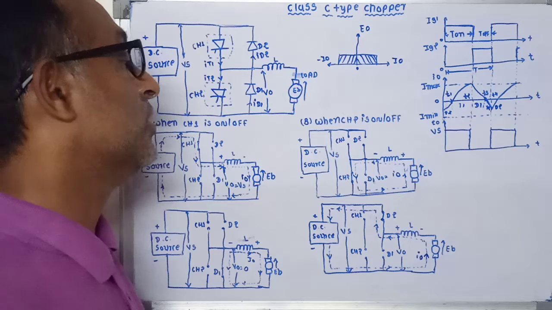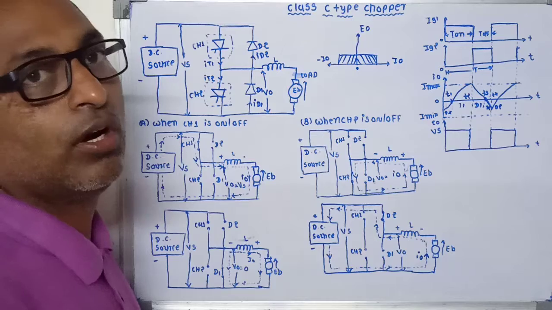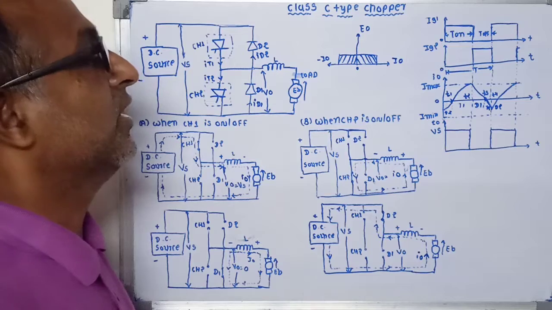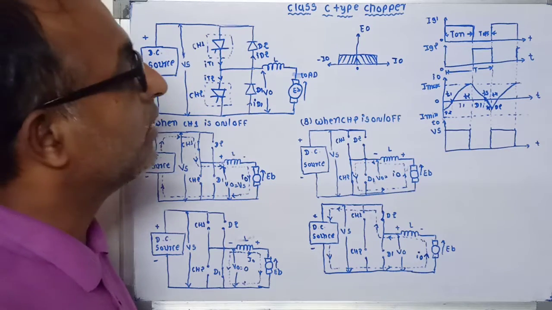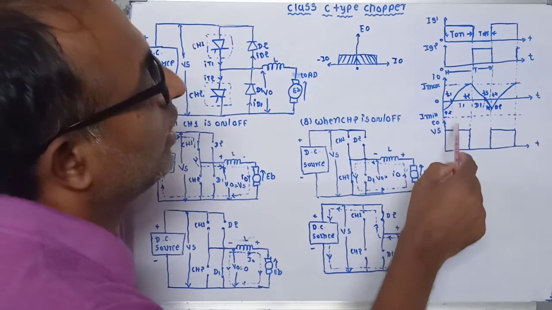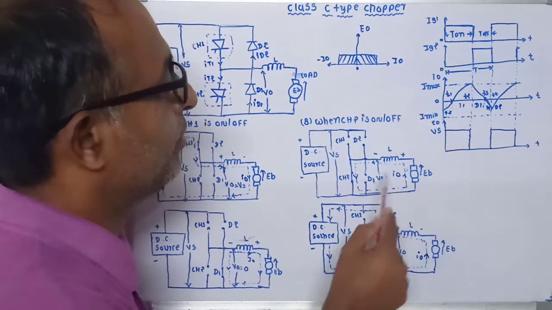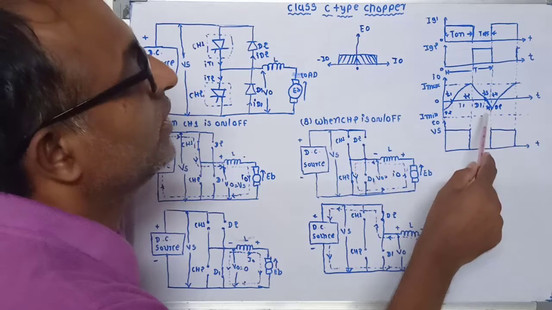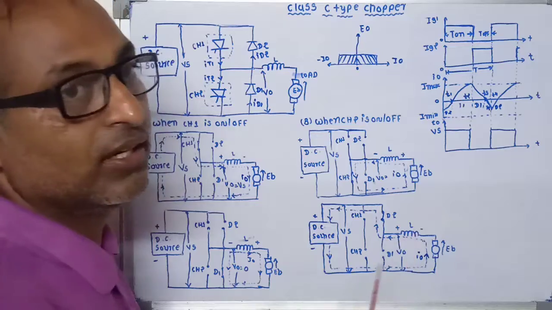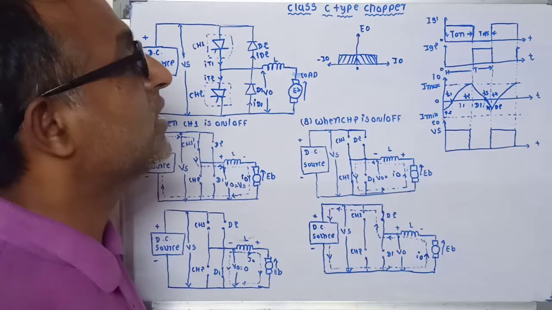Another important thing: CH1 and CH2 must not be turned on simultaneously, otherwise the DC source is short circuited. You have to mention it, or take care. When diode D2 and T1 are on, positive voltage appears across the load. But when diode D1 and thyristor T2 turn on, there is no voltage across the load. That means your load voltage is 0.